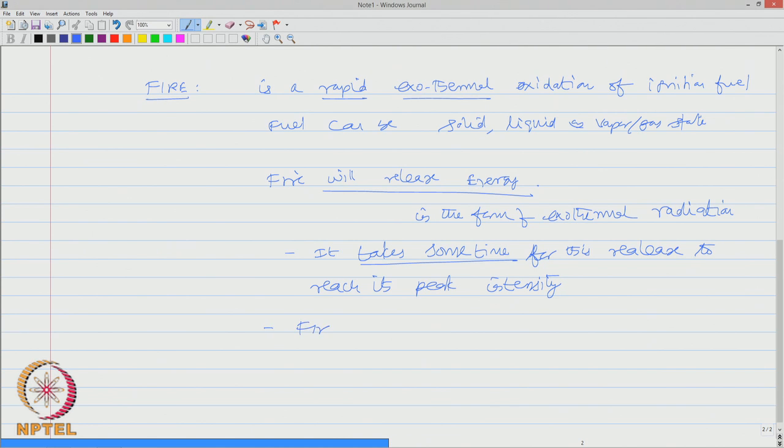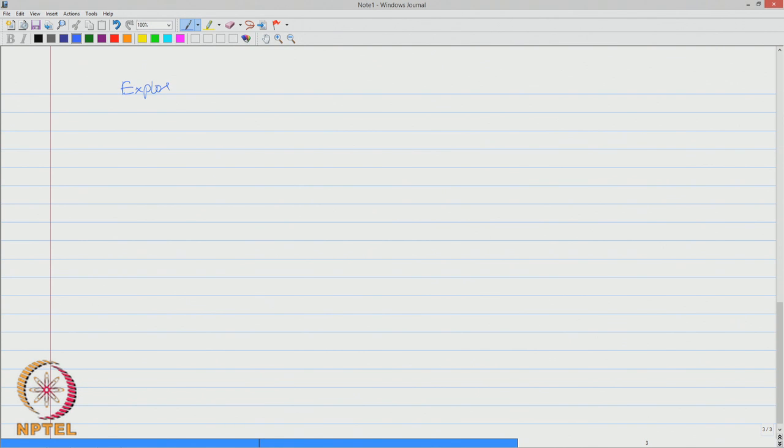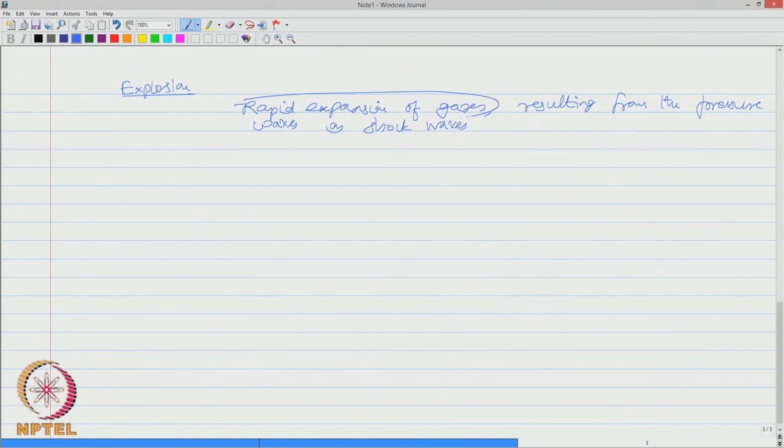So, friends, fire can also occur due to explosion. So, it has got a link with the next group of common accident, which is explosion. Then let us understand what is explosion. Explosion is rapid expansion of gases resulting from the pressure waves or shock waves. So, the catchword here is, it is a rapid expansion. They result in what we call as a pressure wave or a shock wave.